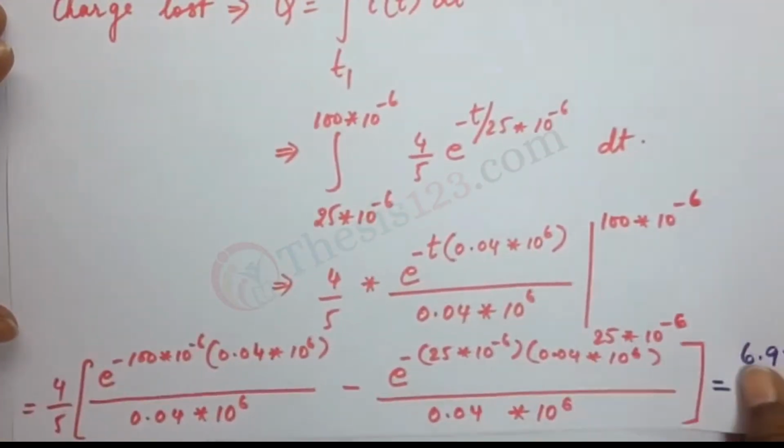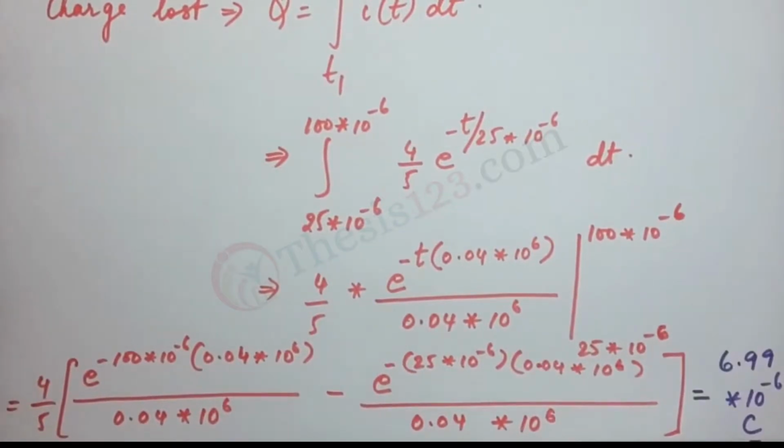6.99 into 10 power minus 6 is microcoulomb, so it's just 6.99. I hope this solution has helped.